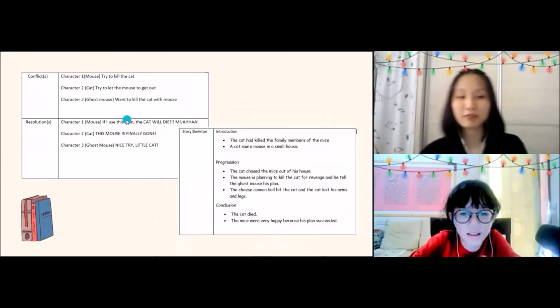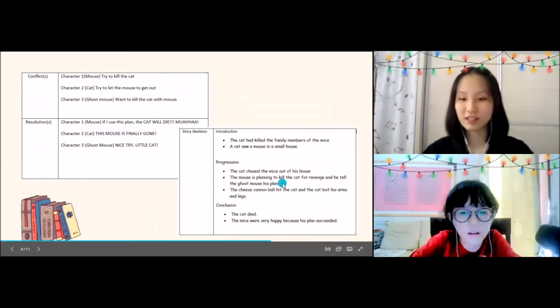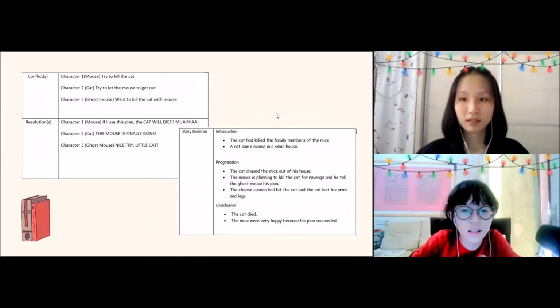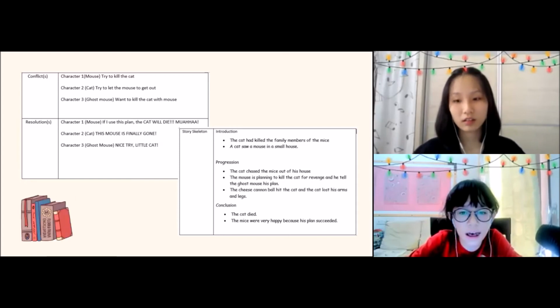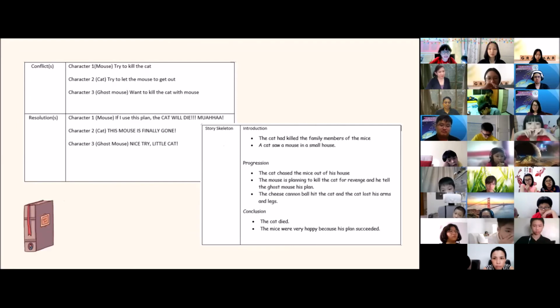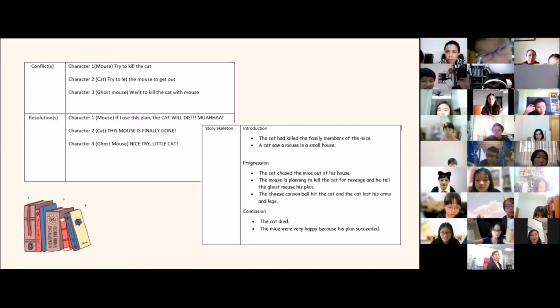Okay, here is the conflict and resolution. So maybe Lian, you can briefly tell us about your story. Okay, so the story skeleton: the introduction is the cat had killed the family members of the mice. Then one day a cat saw a mouse in a small house. And the progression is the cat chased the mice out of his house. And then the mouse is planning to kill the cat for revenge, and he tells the ghost mouse his plan. And then the ghost mouse used a cheese cannonball to hit the cat, and the cat lost his arm and legs.